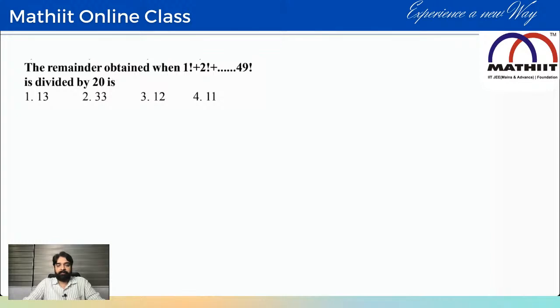What will be the answer? All question logic is the same. Oh, no. One person gave an answer, but it's wrong. How is it possible that the remainder can be 33 if you're dividing by 20? The remainder is always less than the quantity by which you are dividing.